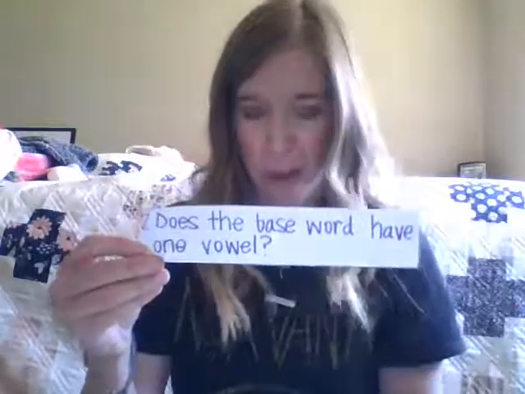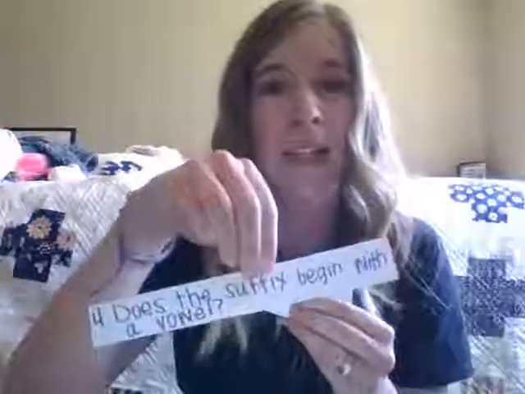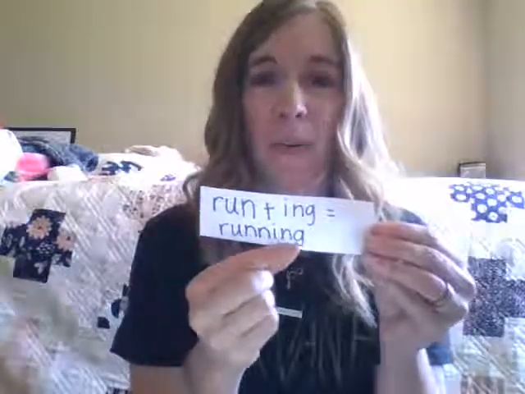Number 2. Does the base word have one vowel? Look at our word run. Does it have one vowel? Yes, it does. Here's our next question. Does the base word end in one consonant? Does run end in one consonant? You're right, it does. And then our last rule is, does the suffix begin with a vowel? Our suffix in this word is ing. Does it begin with a vowel? It does. So knowing that all 4 of those rules work in this word, we do run plus ing equals running. We get the double consonant right in the middle.